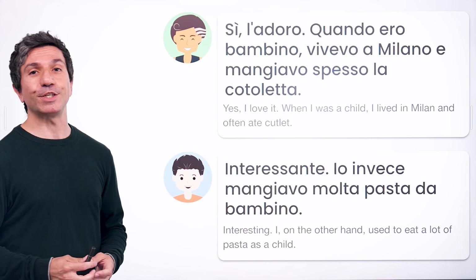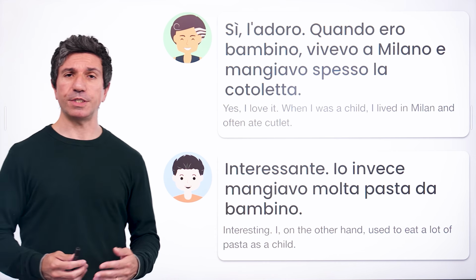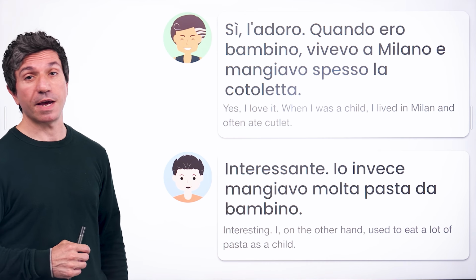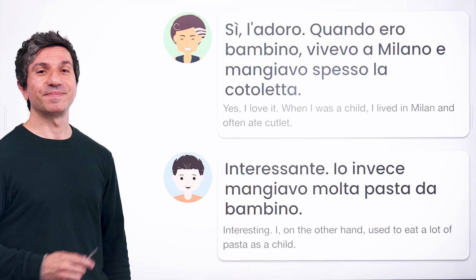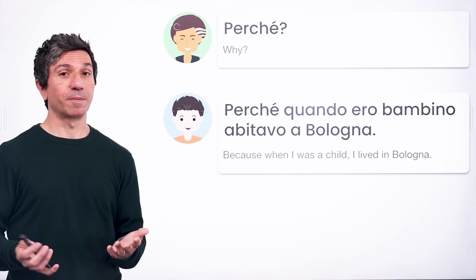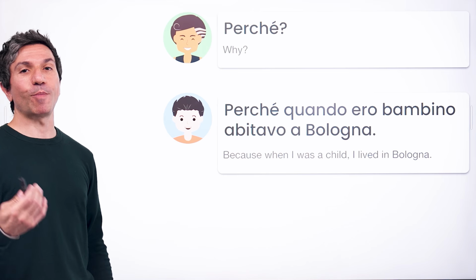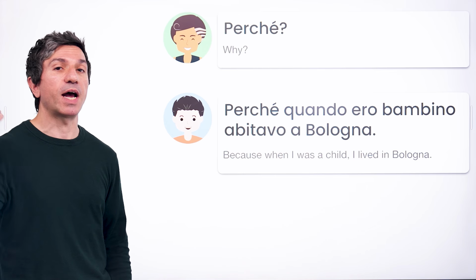Interessante! Io invece mangiavo molta pasta da bambino. Interesting. I, on the other hand, used to eat a lot of pasta as a child. Perché? Why? Perché quando ero bambino abitavo a Bologna. Because when I was a child, I lived in Bologna.